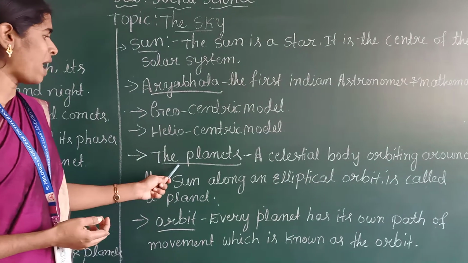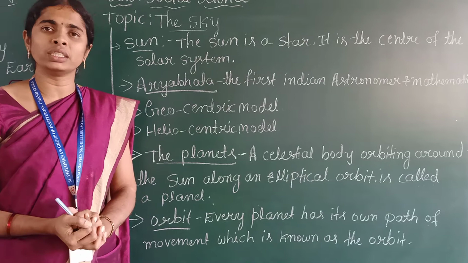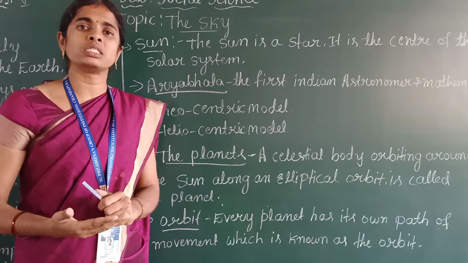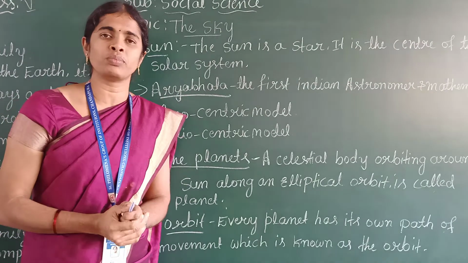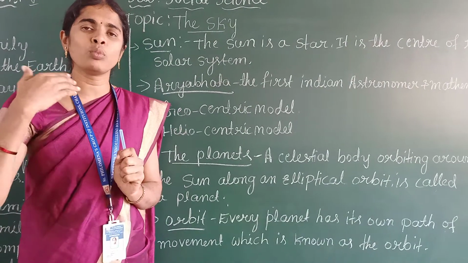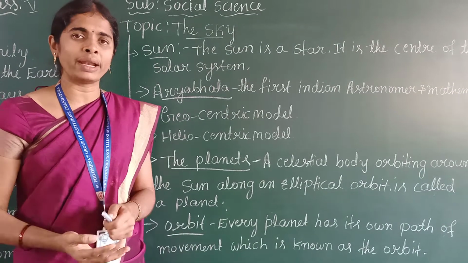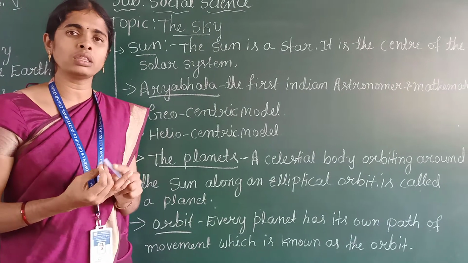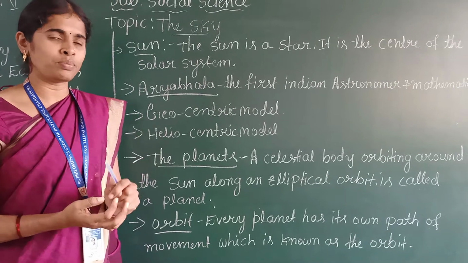Next, the planets. Till 2005, there were 9 planets in the solar system. Pluto was also considered the 9th planet. But Pluto didn't have the characteristics of a planet, so it was removed. Now there are 8 planets in the solar system. They are Mercury, Venus, Earth, Mars, Jupiter, Saturn, Uranus and Neptune.